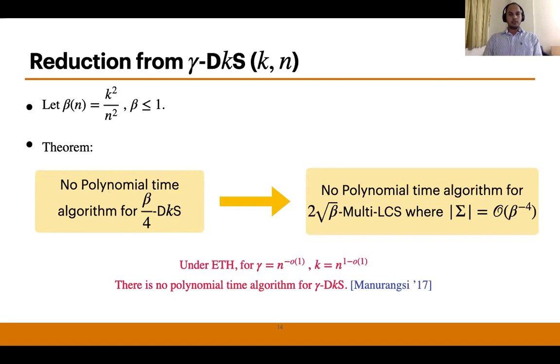There is also a result by Manurangsi in 2017, which says that under the exponential time hypothesis, for gamma equal to n to the minus small o of 1 and k equal to n to the power 1 minus small o of 1, there is no polynomial time algorithm for gamma densest K subgraph. So you can see, combining our theorem and the result by Manurangsi gives us our desired result. Now we will show the proof of this theorem.